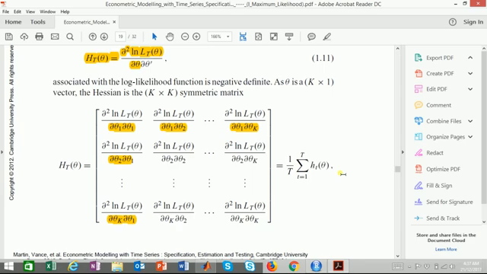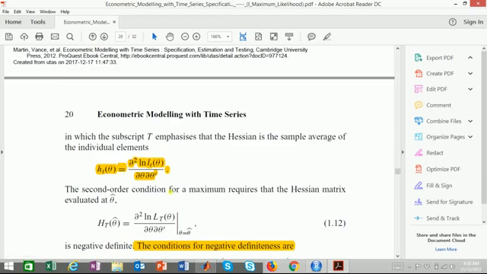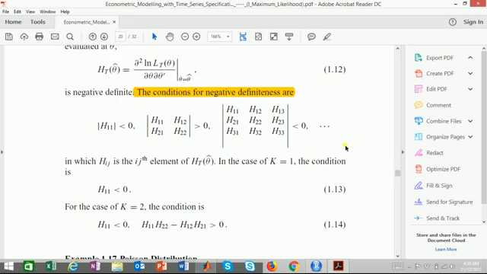The condition for negative definiteness of the Hessian is that the first value is negative, then the 2 by 2 becomes positive, the 3 by 3 is negative. So all even orders are positive, and all odd orders are negative. If k equals 1, the condition is negative. If k equals 2, the condition is that h11 is negative, and the 2 by 2 becomes positive. Okay, so that is a very quick look into the problems.